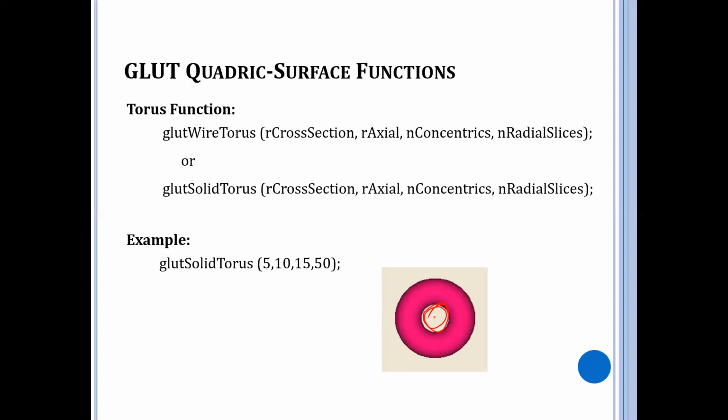Then we have the axial, which is the distance of the circle center from the z-axis. Next, that is from the center, how much distance you want, that is, for the hole which is generated, what should be the distance from the center to the first inner circle. N concentric specifies the number of concentric circles to be used on the torus surface, and similarly radial slices specifies the number of slices through the torus surface. So here is an example which I have taken and the output which is visible for you.